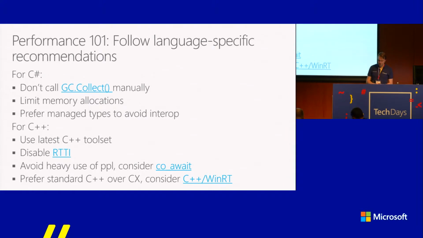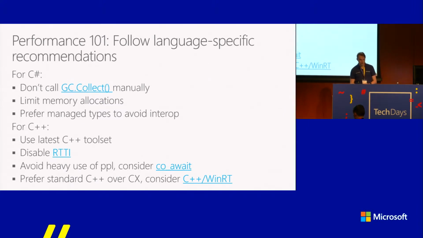For C++, use the latest C++ toolset. There's a lot of work happening on modernizing the compiler and adding additional optimizations. There's no runtime or XAML dependency on RTTI, which is runtime type information for C++. There's no such thing in general as reflection in C++. So if you don't need RTTI, disable it. The link has more info on how to turn it off.